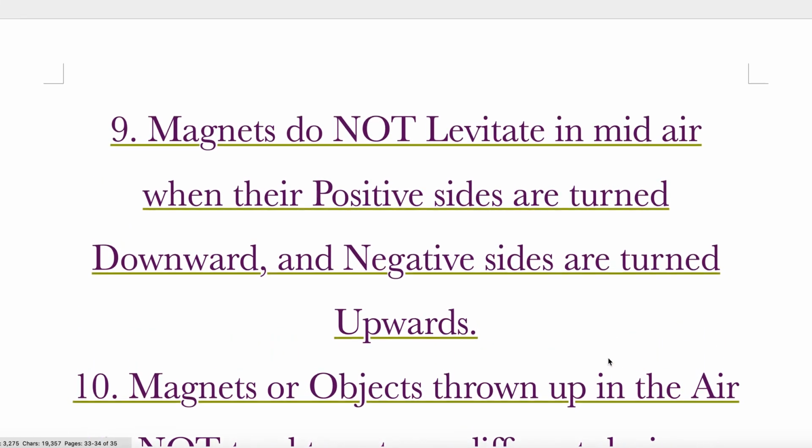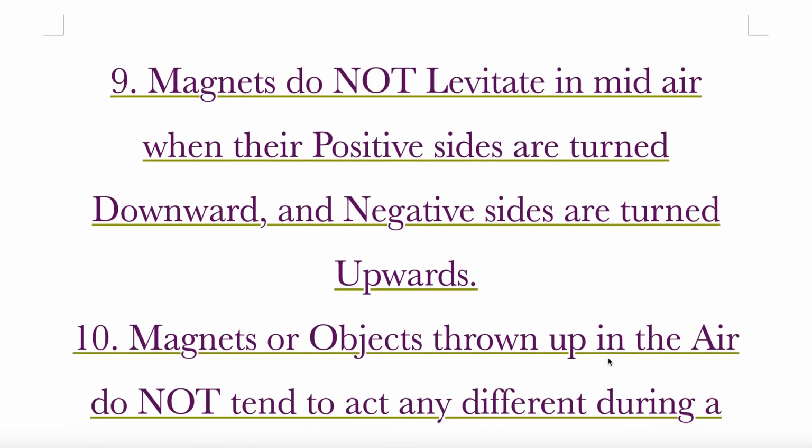9. Magnets do not levitate in midair when their positive sides are turned downward and negative sides are turned upwards. That doesn't happen, right? A magnet will fall because it'll be more dense than the medium it's in. That's it. If you let a magnet go, it won't float, it'll just go down, right? Because it'll be more dense.